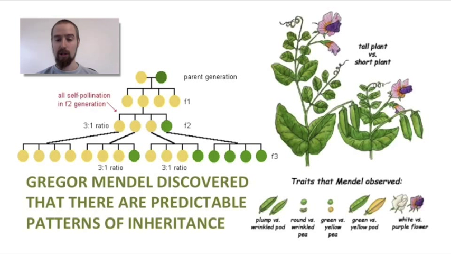He looked at whether the plants produced plump versus wrinkled seed pods, had round versus wrinkled peas, had green versus yellow peas, and green versus yellow pods. He observed whether the plant had purple or white flowers, and whether they grew up to be tall or short when grown under the same conditions.